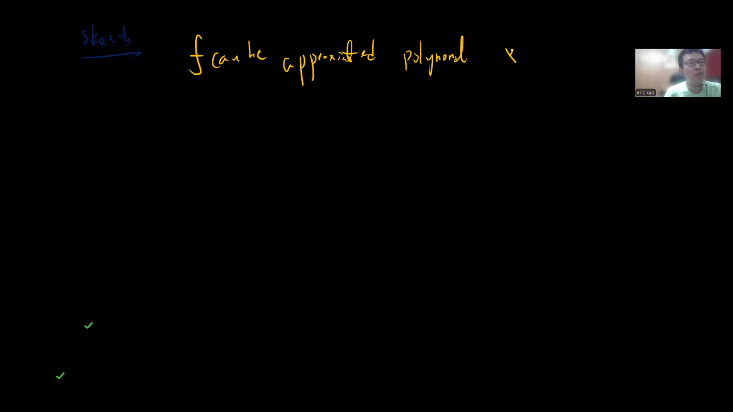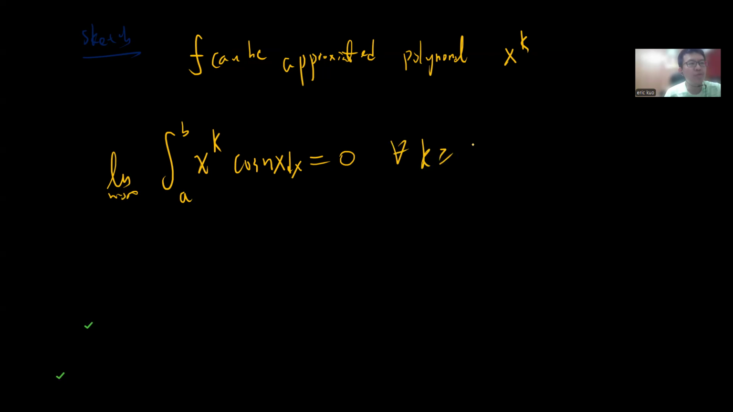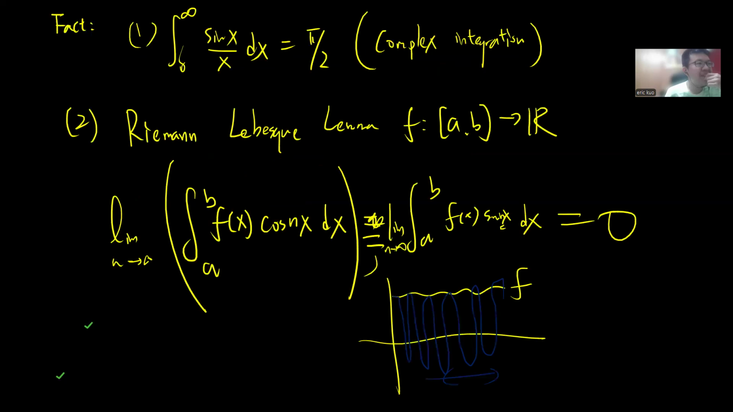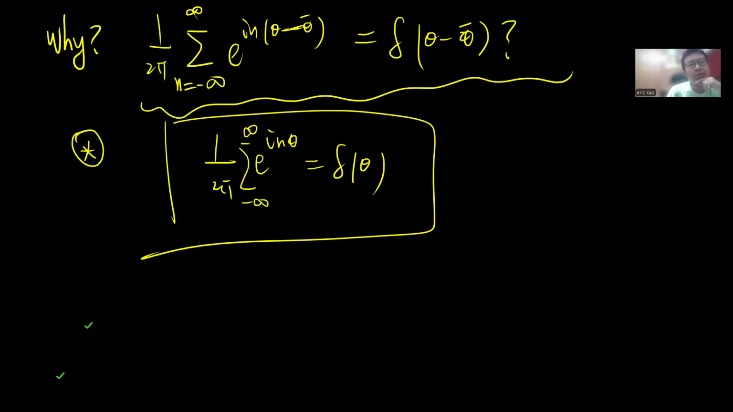So I only need to care about the monomials, and the only thing is to use your trivial mathematics to prove that this is 0 for all k greater than or equal to 0. So you just need to prove this is true for all monomials x to the k, and this is just simple calculus. And if you prove it, then because f can be approximated by polynomials, this is true. Okay, so once we have these two inputs, then we are going to prove it.